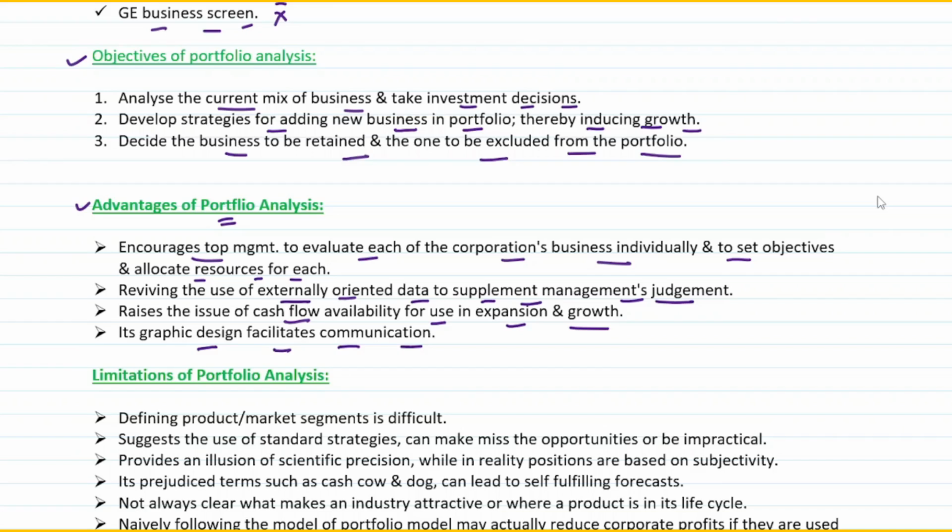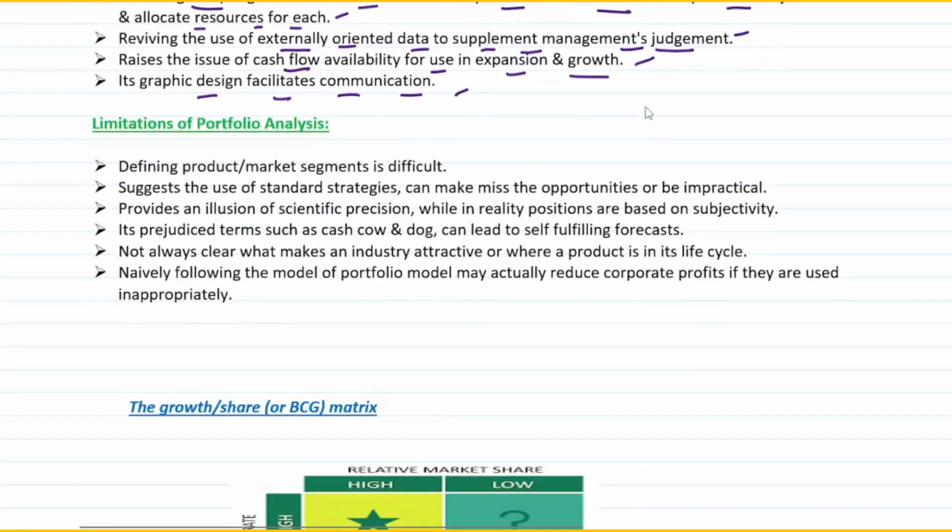So that's what are the various advantages of portfolio analysis. Fine. So first of all, it encourages top management to evaluate each of the business units individually, and you set the objectives and allocate the resources for each accordingly. You revive the use of externally oriented data to supplement management judgment. You raise the issue of cash flow availability for use in expansion and growth, and finally, its graphic design can facilitate communication. Right? Now coming on to the limitations of portfolio analysis.